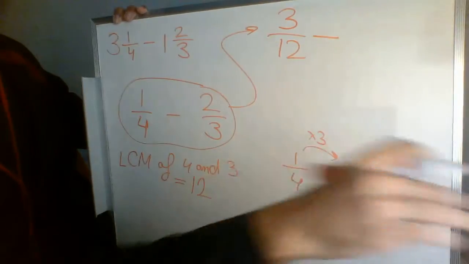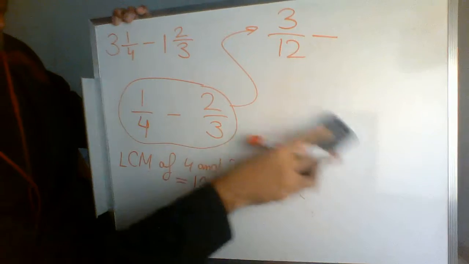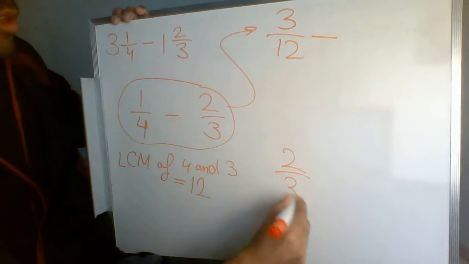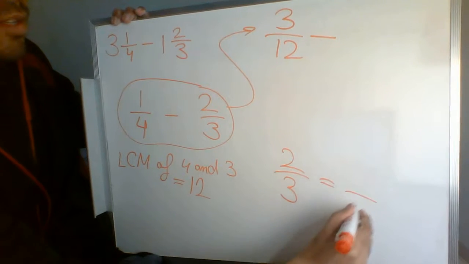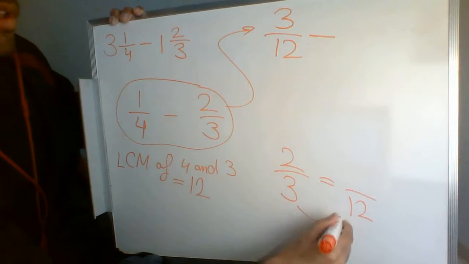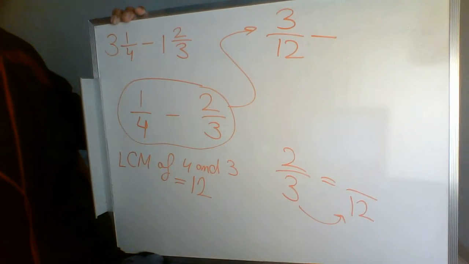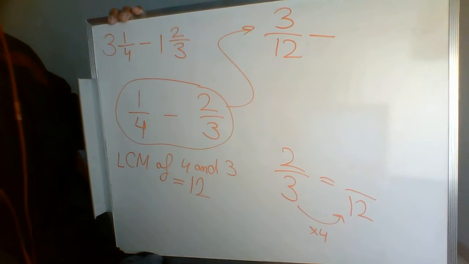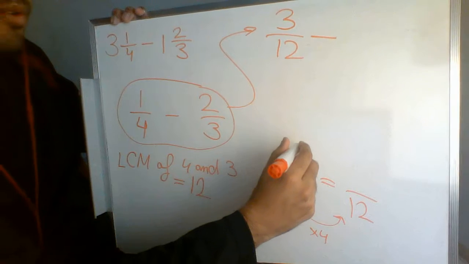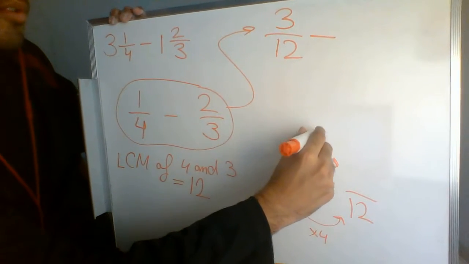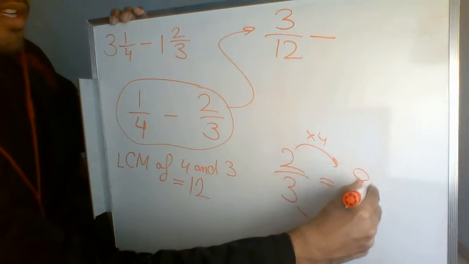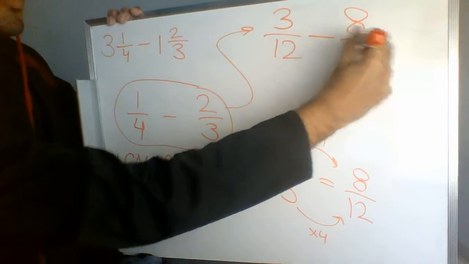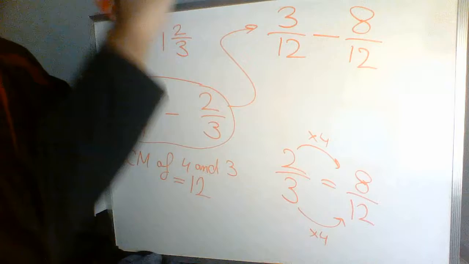And then for our second term, same idea, but we're starting with 2/3, and we want to get that into something over 12. Now 3 times 4 gives us 12 for our denominator, so we have to do the same thing up top. We'll do 2 times 4, and that's going to give us 8. So that means our second fraction is going to be 8/12.